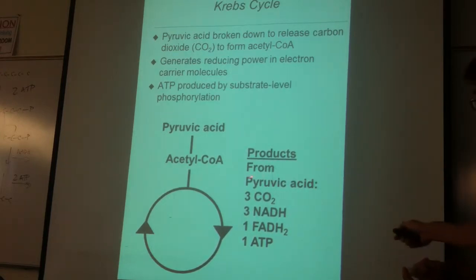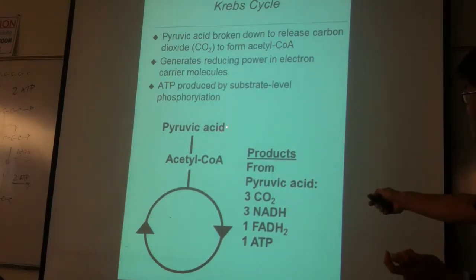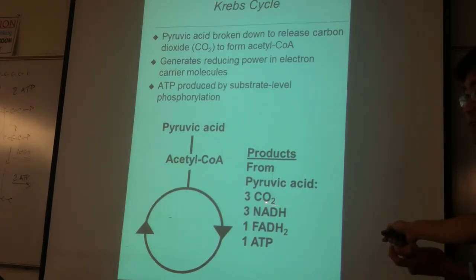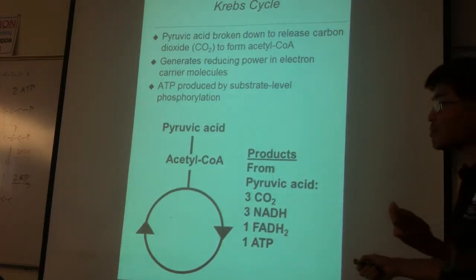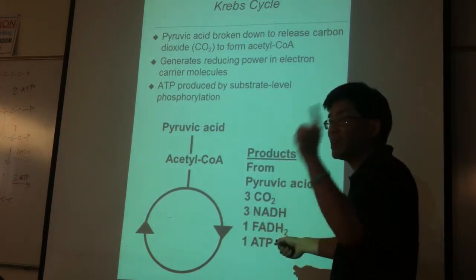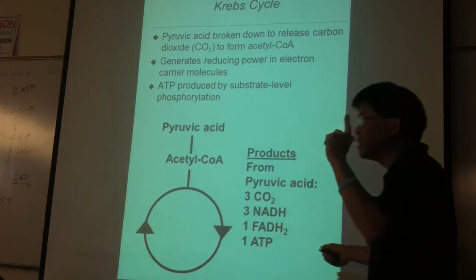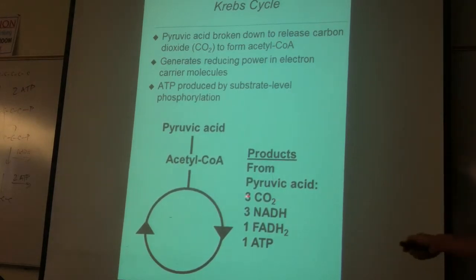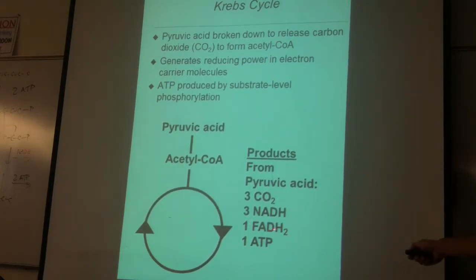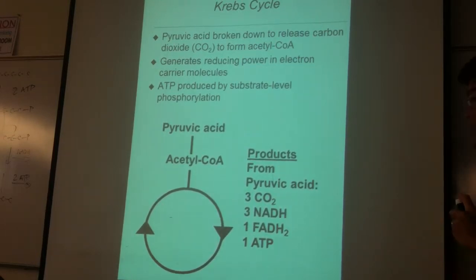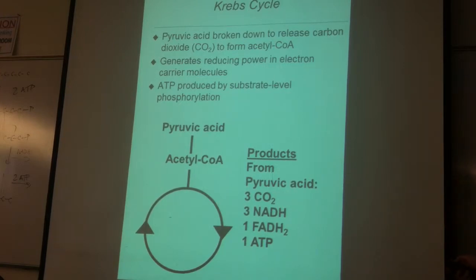So I backed up here and said, from this pyruvic acid, you break it down into 3 carbon dioxides. Now if you think about this in terms of our carbon accounting, that's about as far as you can go, right? You have 1 carbon molecules. You also get 3 NADHs, another form of reducing power called FADH2, and you get some ATP out of this. The NADH and the FADH2 are the reducing power. The ATP that's produced is produced by substrate level phosphorylation.